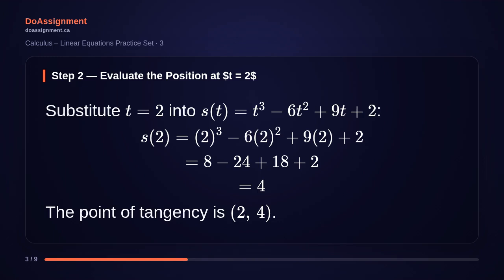We plug t equals 2 into the position function. 2 cubed is 8, 6 times 4 is 24, 9 times 2 is 18, plus 2. Adding those up, 8 minus 24 plus 18 plus 2 equals 4. The point on the curve is (2, 4).